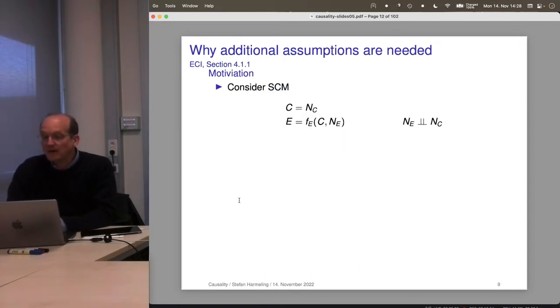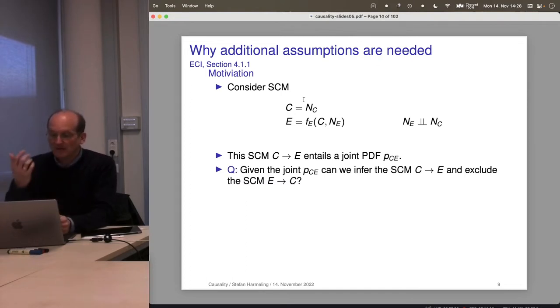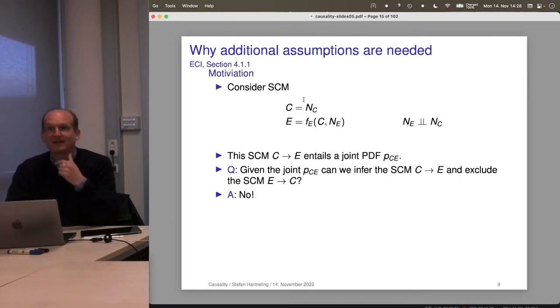Okay, first, why are additional assumptions needed? Suppose I have a structural causal model in one direction. Then this model entails a certain probability distribution function, right? That just follows from some transformation formulas. Now, given the joint, and forgetting about the structural causal model, can I also now define a structural causal model the other way around? And the answer is yes. I pose the question differently, that's why there's a no.